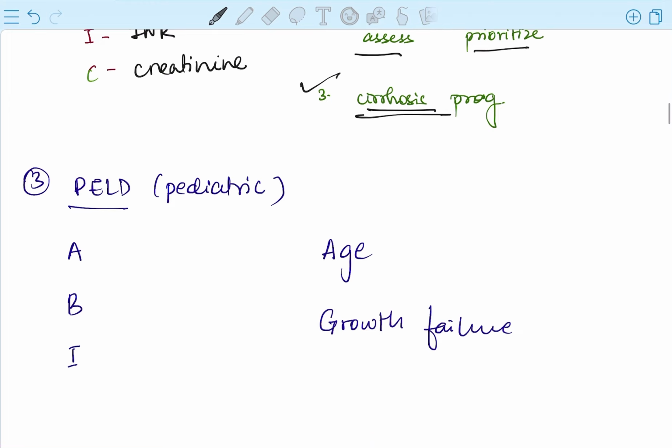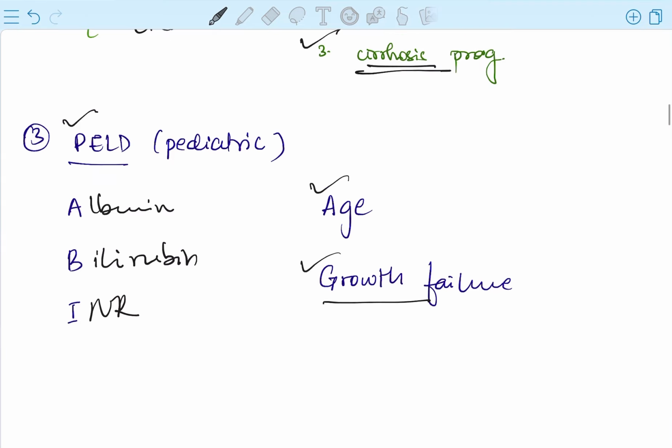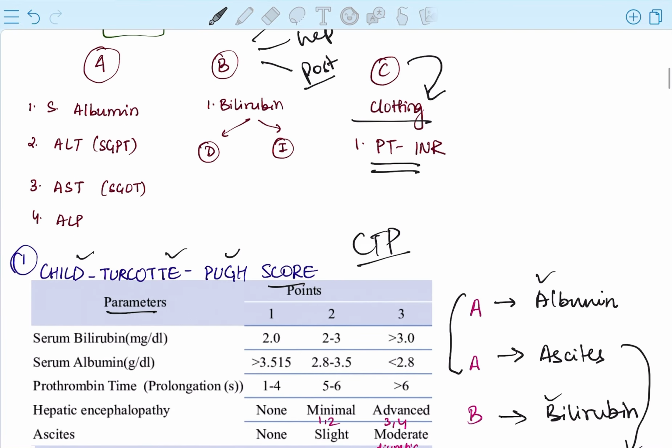Whereas in pediatrics, we use something called the PELD score. That is pediatric end-stage liver disease. Okay. Under this, we have the A, which stands for albumin, B, which stands for bilirubin, I, which stands for INR, and two important or new things that are seen in the pediatric group, that is age and growth failure, as a parameter. We have to remember this. Okay, we have completed this course based on the liver function test.